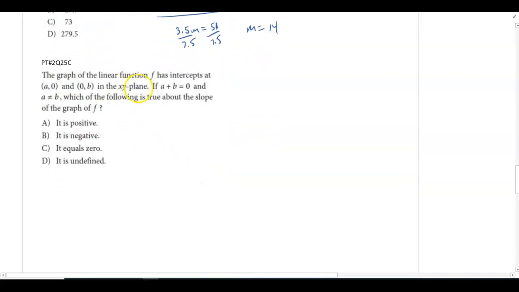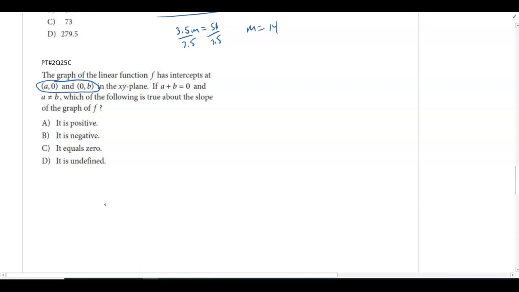The graph of the linear function f has intercepts at (a, 0) and (b, 0) in the xy plane. If a plus b equals 0 and a is not equal to b, which of the following is true about the slope of the graph of f? Now, this is kind of like what I would call a T3 or tier 3 problem, meaning it's one that hopefully you can get, but it is going to be a tough problem. There's no way to really graphically show how this answer would make sense. You have to do it algebraically.